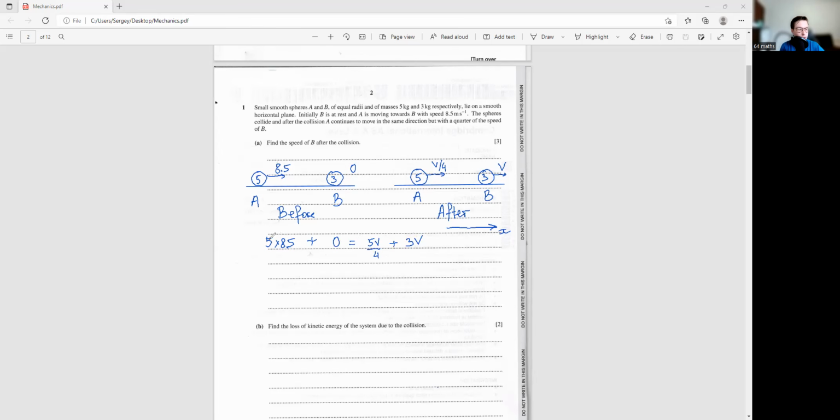Now, 5 times 8.5 is going to be 42.5. And 5 over 4 plus 3 is going to be 4.25v. And from here, we can find v, which is 10. So my answer is going to be 10 meters per second. Okay, moving on.